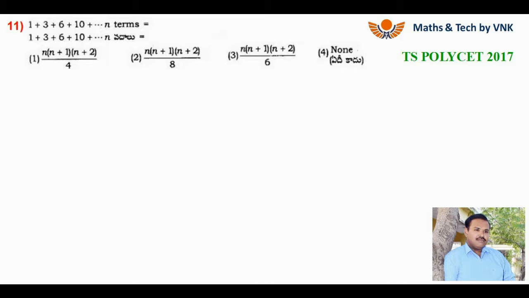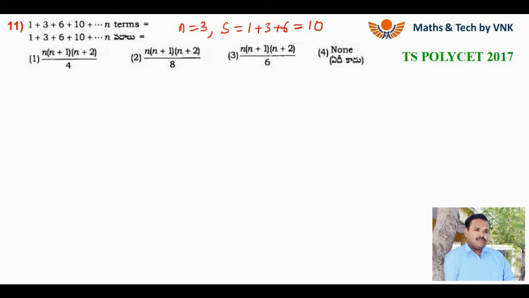Next question is, 1 plus 3 plus 6 plus 10 plus and so on n terms is equal to. For n is equal to 3, the sum of 3 terms is 1 plus 3 plus 6, which is equal to 10. Now we will check which option is right. For n is equal to 3, the sum becomes 10.